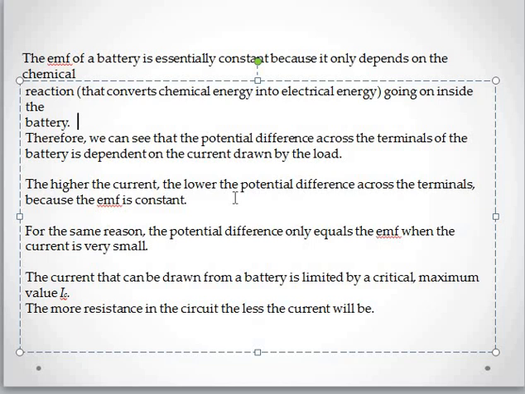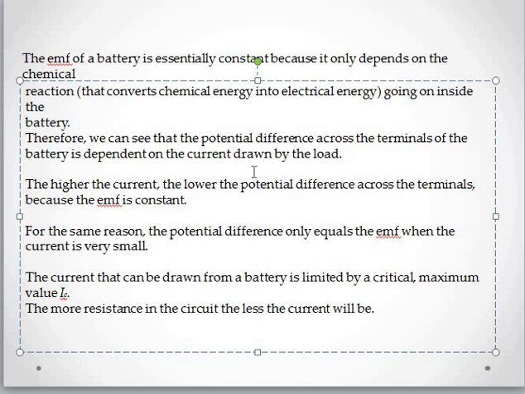So we can see that the potential difference across the terminals of the battery is dependent on the current that is drawn by the load. The higher the current, the lower the potential difference, because the EMF is always constant. For the same reason, the potential difference only equals the EMF when the current is very small.